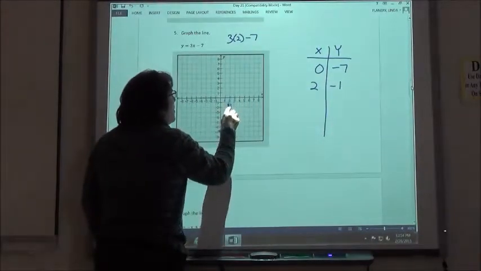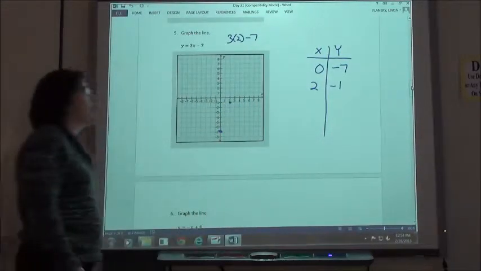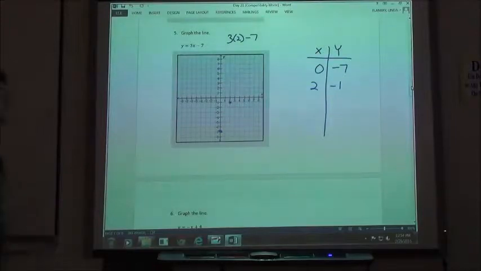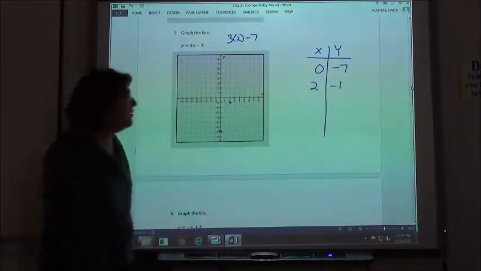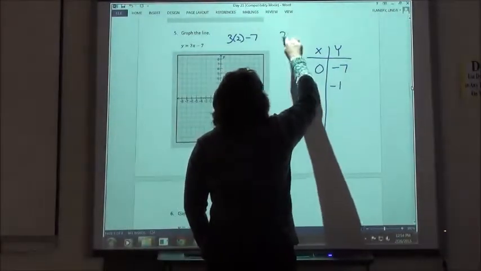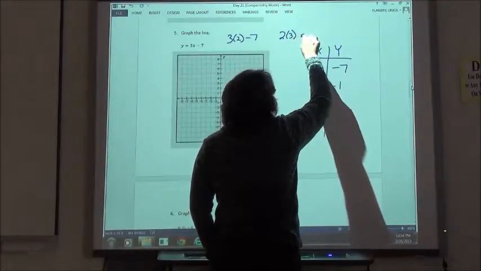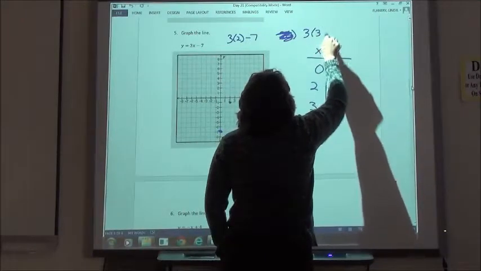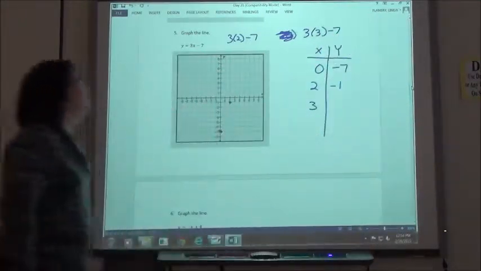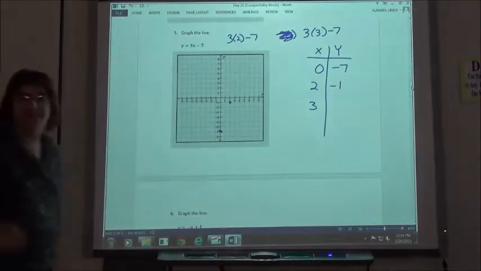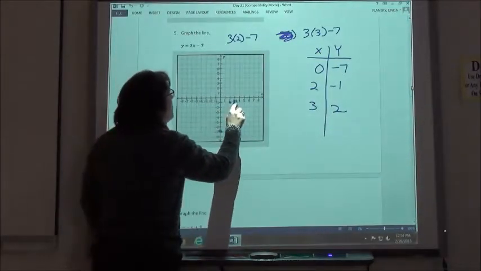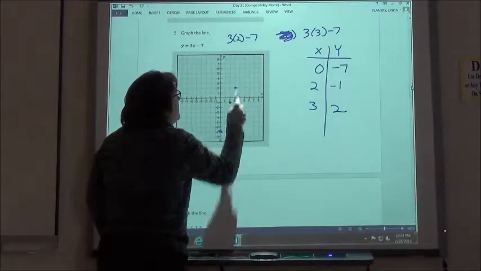So, 2 over, down 1 is going to be a dot on my graph. What else might we want to put in for x? 3, okay? So 3 times 3 minus 7, 9 minus 7 would be 2. So I'm going to go over 3 and up 2, right?